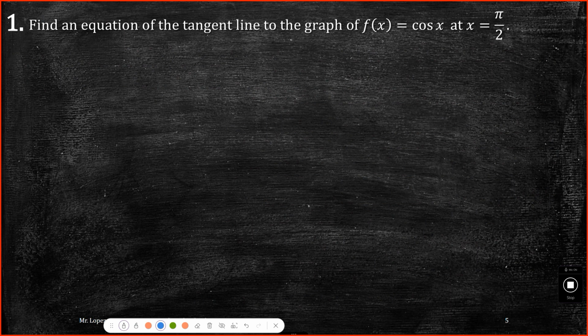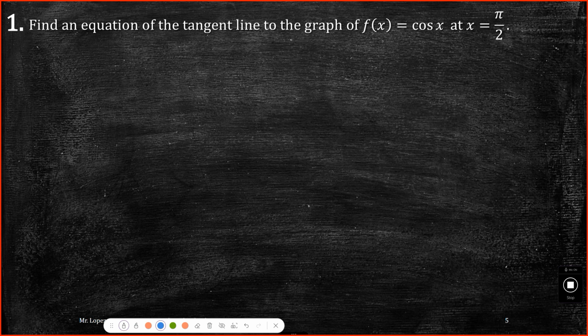Problem number one. Find an equation of the tangent line to the graph of f of x equals cosine x at x equals pi by 2. Have we not done these kinds of problems a ton already? So many. Find the equation of the tangent line. So now we're doing it with trig functions.